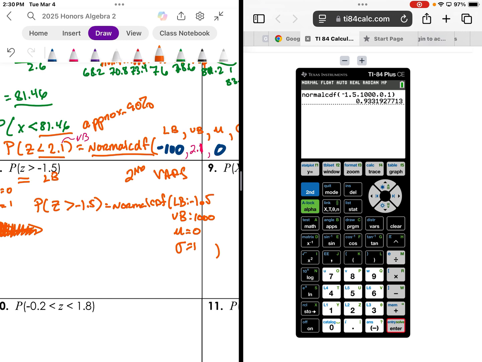And so with that in mind, that probability is 0.9332. So 93.32% of the information is to the right, or greater than, negative 1.5 deviations. Does that make sense based off of the empirical rule? Well, let me see.